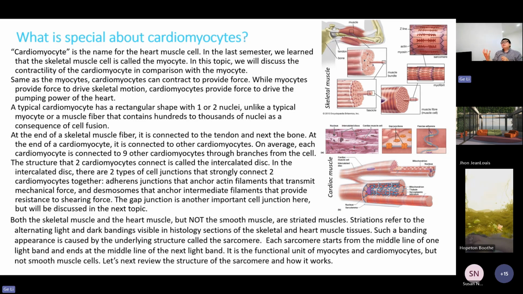In this case, the fusion into a single fiber does not work efficiently for a heart muscle to contract, to squeeze the blood out of the heart. So in the case of the heart, the cells, the cardiomyocytes, do not fuse together. Instead, on average, I think one single cardiomyocyte is connected to, I have here, nine other cardiomyocytes.